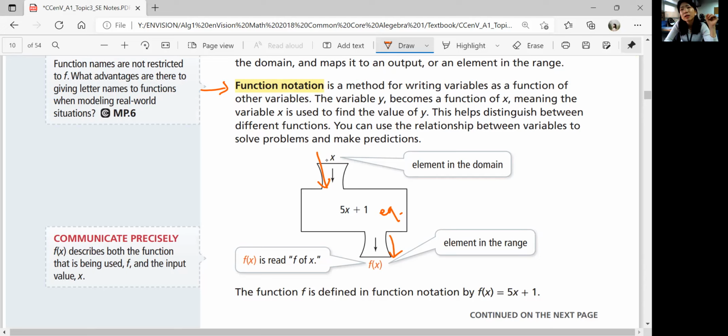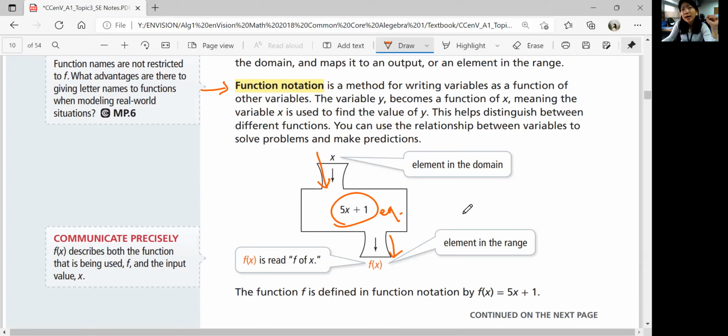So this f of x, you're going to read it as f of x. That parentheses means "of". You don't need to say parentheses every time. You're going to say f of x. The function f is defined in function notation by f of x equals the equation. Instead of y, you're really writing f of x to represent a function. They're very similar, pretty much the same thing, but it's different.